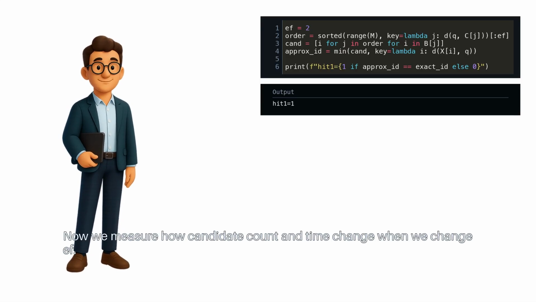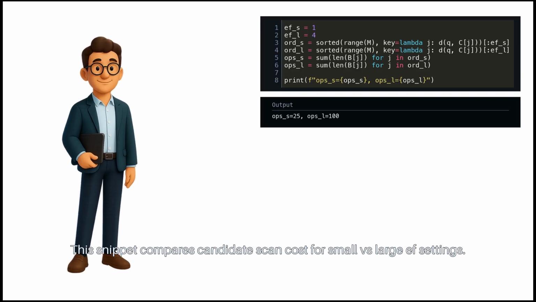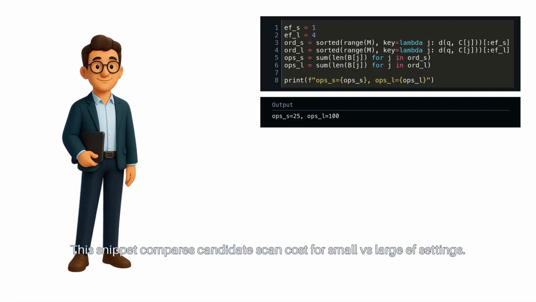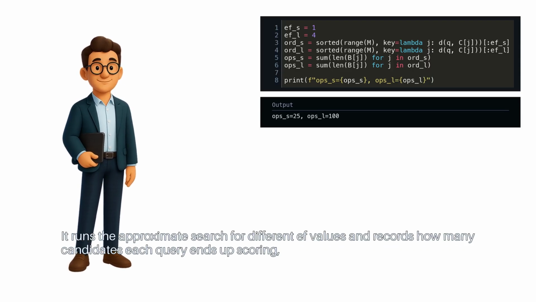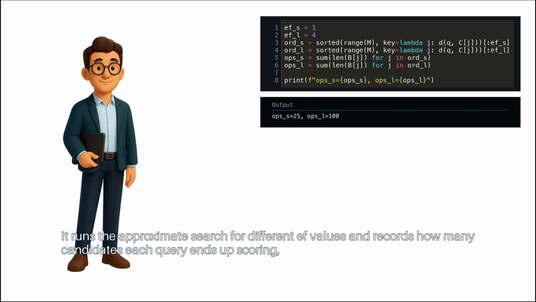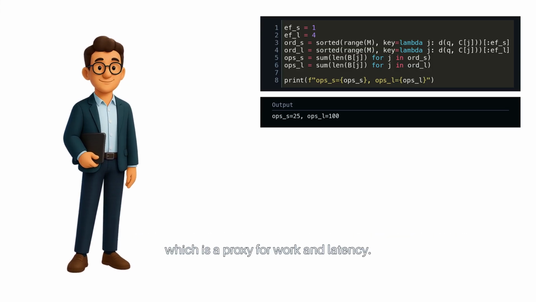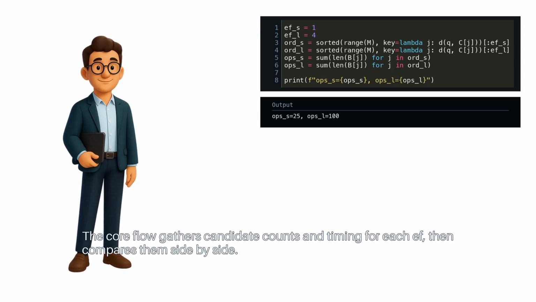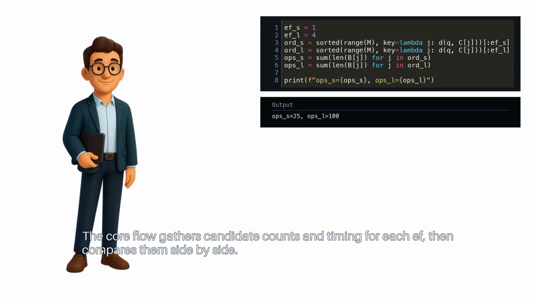Now we measure how candidate count and time change when we change EF. This snippet compares candidate scan cost for small versus large EF settings. It runs the approximate search for different EF values and records how many candidates each query ends up scoring, which is a proxy for work and latency. The core flow gathers candidate counts and timing for each EF, then compares them side by side.